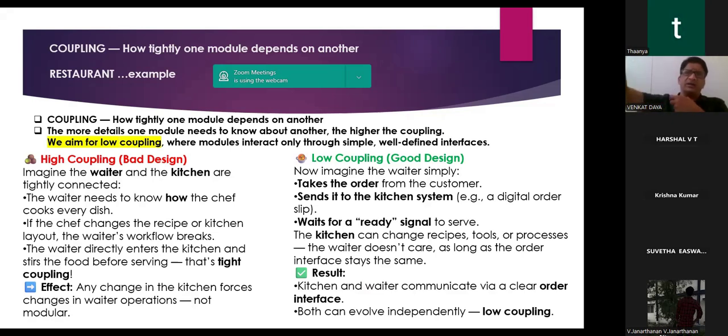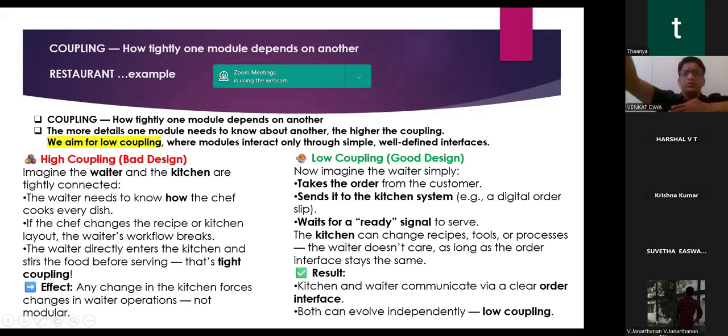So the chef will make all the food and everything gets ready. Then he just puts some bell sound, or say ready signal. Then he goes and collects it and delivers it to the customer, right? So the kitchen can change recipes, tools, process, whatever they want, right? The waiter does not care as long as the order interface stays the same. So this is an order, let it be a burger or pizza or anything, right? So the kitchen and waiter communicate via a clear interface.